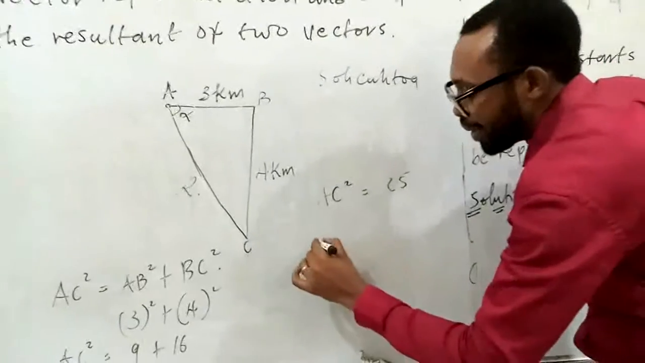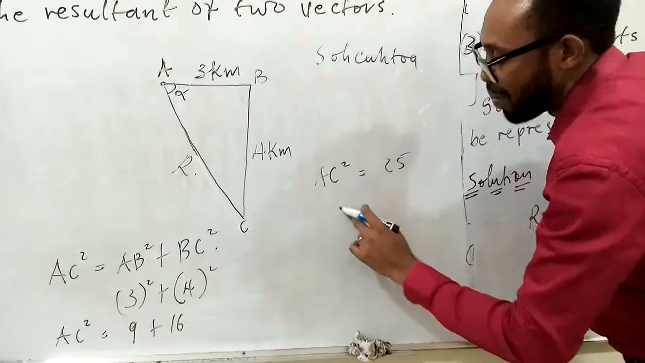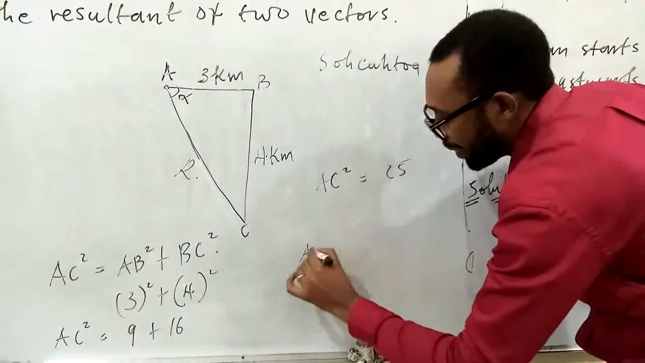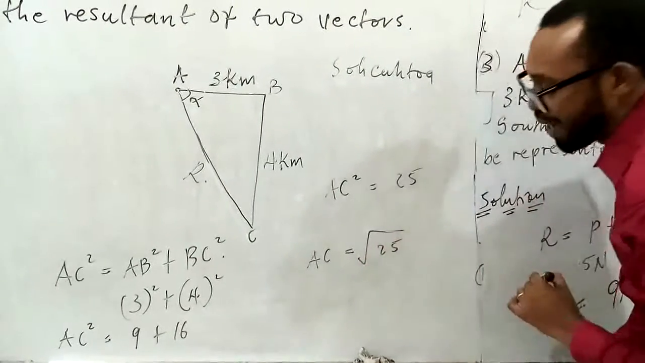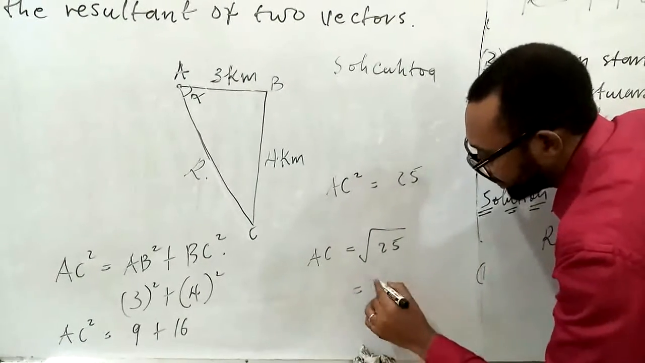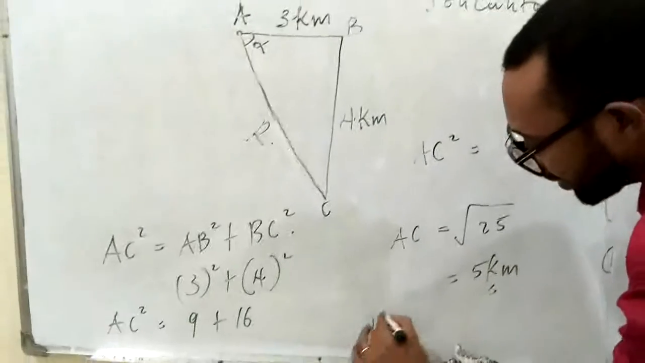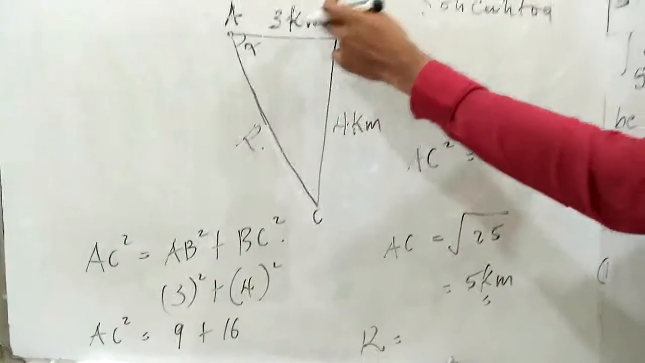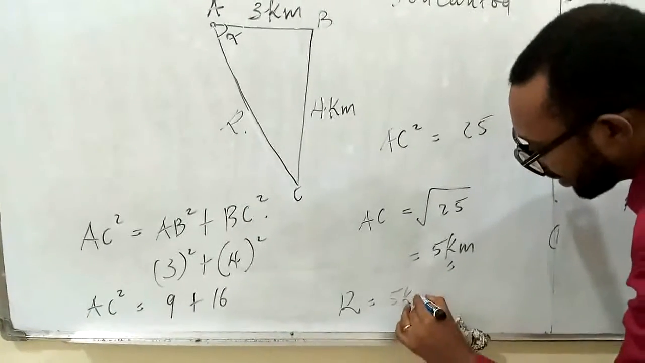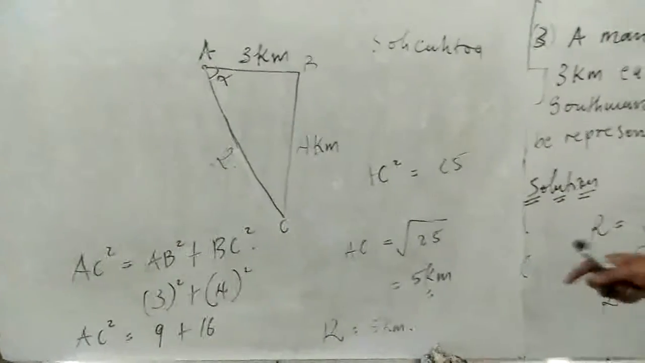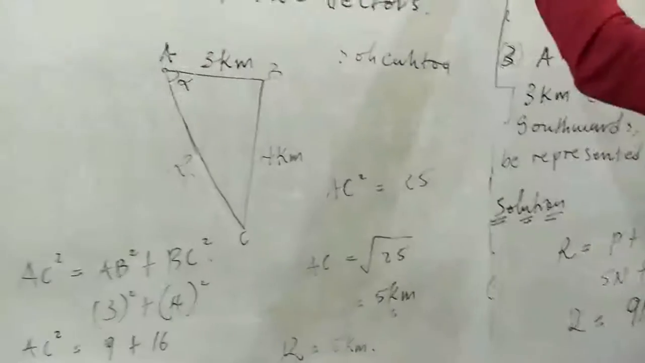Okay? So, now what do you do? If you take the square root of both sides, what happens? You have AC equals the square root of 25, which is equal to 5 kilometers. Did you get that? So R, which is the resultant of those two vectors, AB and BC, is equal to 5 kilometers. That's the magnitude. But the direction is simply 4 over 5. Okay?